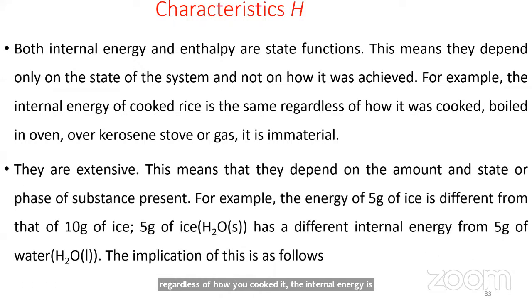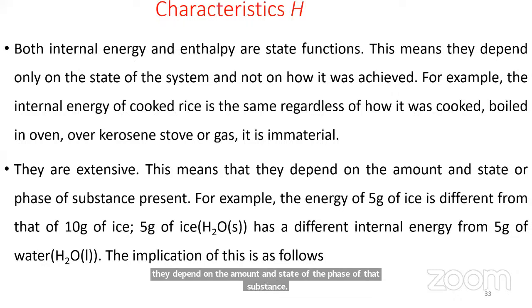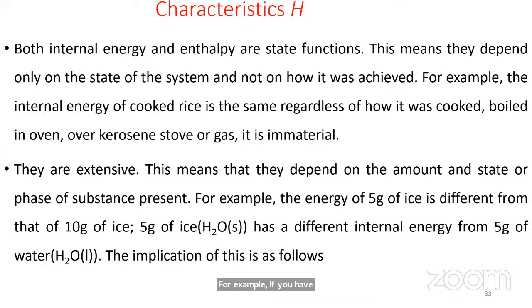So we say that most times your internal energy is extensive. So when we say it's extensive, this time around, it has to deal with the amount of the substance you are dealing with. So this means that they depend on the amount and state of the phase of that substance. For example, if you have 5 grams of rice and 10 grams of rice, of course, the amount of energy you are going to use to cook 5 grams of rice is going to be different from the amount of energy you are going to cook 10 grams of rice. So 5 grams of ice has a different internal energy from 5 grams of water. Likewise, 5 grams of rice will have different internal energy from 10 grams of rice.